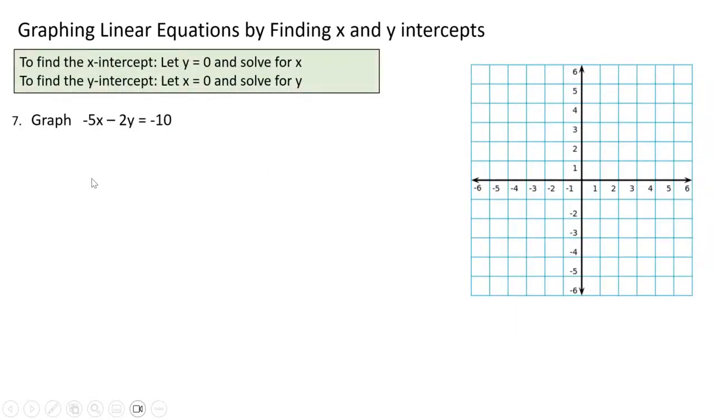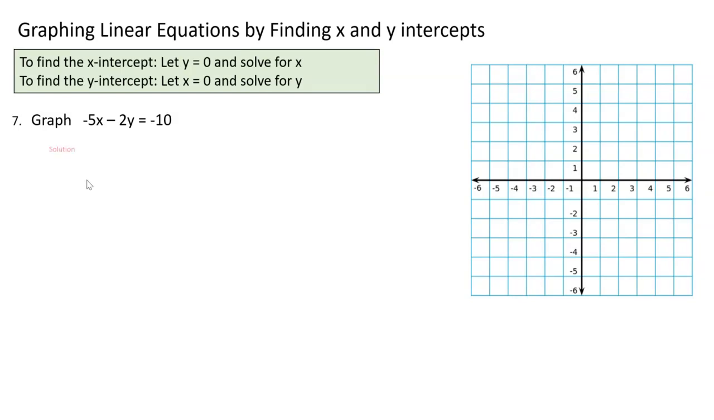Now let's do the very same one again. But instead of doing it how we did it on the slide by using the slope-intercept form, we're going to use the intercepts, the x and y intercept. To find the x and y intercept, these are the rules. To find the x-intercept, we let y equals 0 and solve for x. And to find the y-intercept, we let x equals 0 and solve for y.